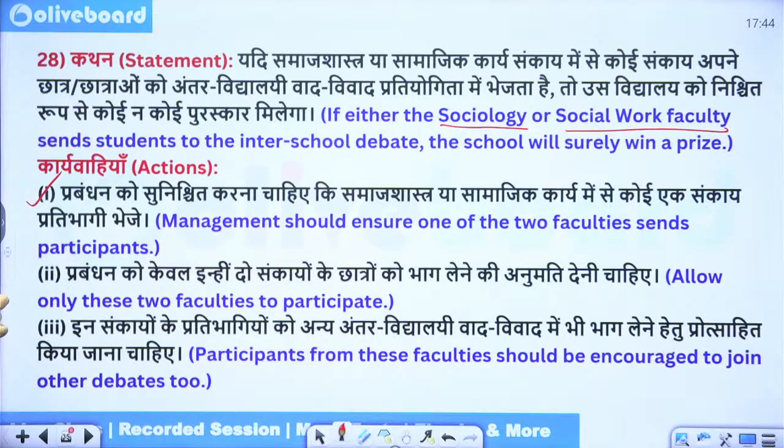Participants from these faculties should be encouraged to do other debates too. I think this is not going to help. Technically, it sounds very awkward, but what is the best course of action? It is two only. Okay, that we need to allow only these two faculties to participate, because if we know that they are surely going to win a prize, then we should allow only them to participate. But ideally, this is not how it should work. Technically, only one should be my correct answer, that at least one of the two should be a part of it.